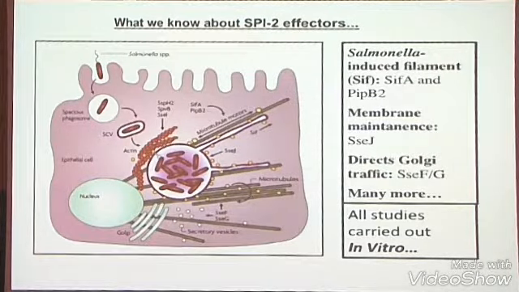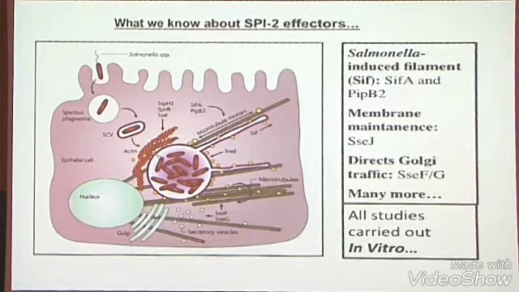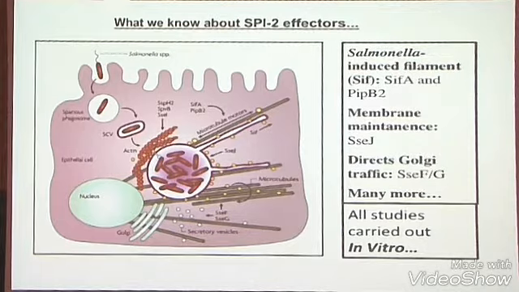So this is an overview of what we know about the SPI-2 system, and the bottom line is it really does disrupt the programming of the cell. It goes to great lengths to muck up many aspects of the vesicular trafficking system and even the cytoskeleton. And many of the SPI-2 effectors have particular roles in affecting this inside cells.